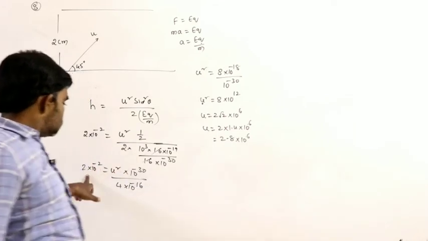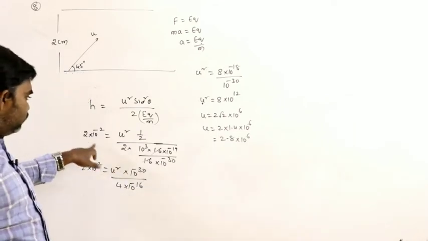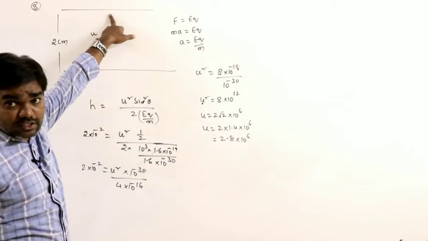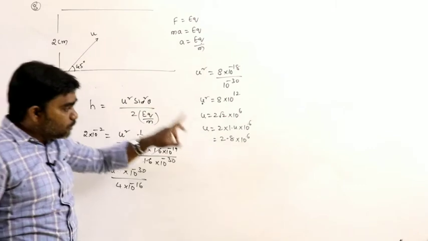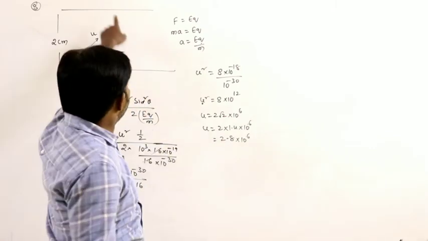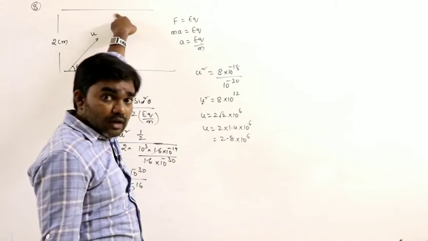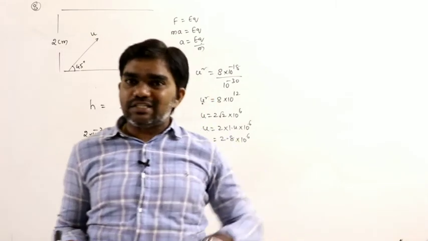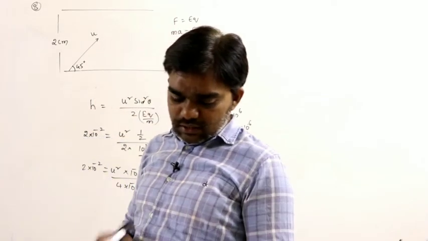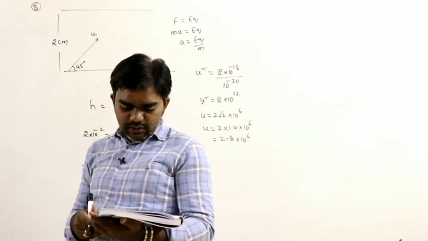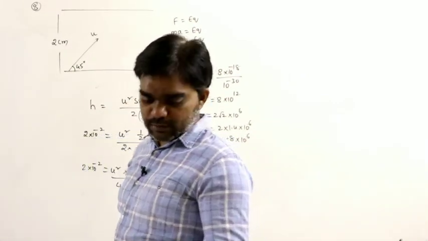If you project with this velocity, then it just touches the plate. The maximum height is given as 2 centimeters. If you project with this velocity of 2.8 into 10 to the power of 6, definitely it hits the other plate. But here the concept is it does not hit, which means the velocity is less than this. So the possible option is the first option, 2 into 10 to the power of 6 meters per second.